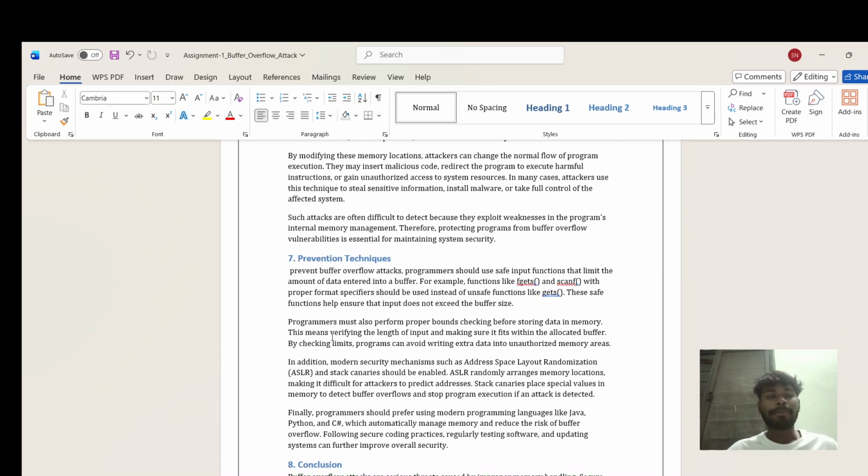Prevention techniques. To prevent buffer overflow attacks, programmers should use safe functions that limit the amount of data entered into a buffer. For example, functions like fgets and scanf with a proper format specifier should be used instead of unsafe functions like gets. The safe functions help ensure that input does not exceed the buffer size. Programmers must also perform proper bounds checking.